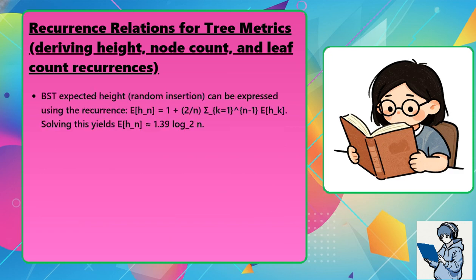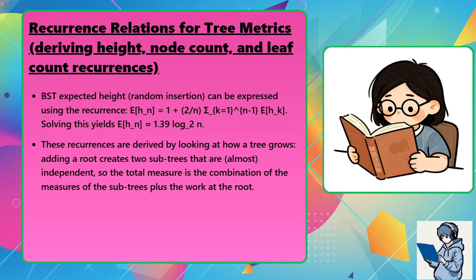BST expected height for random insertion can be expressed using the recurrence: expected H sub n equals 1 plus 2 over n times the sum from k equals 1 to n minus 1 of expected H sub k. Solving this yields expected H sub n approximately 1.39 log base 2 of n.